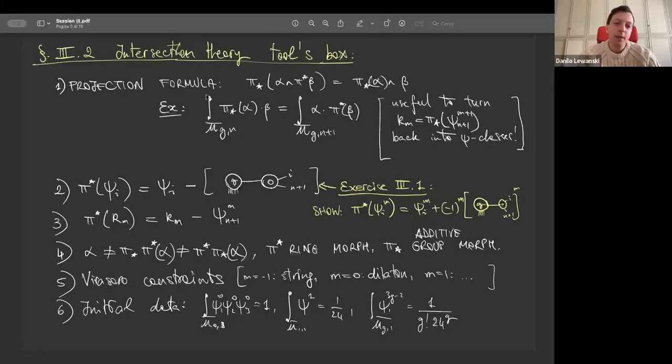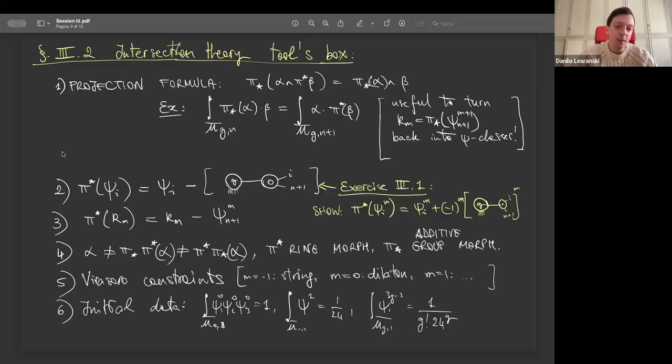First of all, we have the projection formula. That's very important. The projection formula tells you that the push forward of alpha times the pullback of some other class beta is equal to the push forward of alpha times beta. And that's very useful to pass from MGN bar to MGN plus one bar and vice versa. This is especially useful to deal with kappa classes because kappa classes are defined as push forwards.